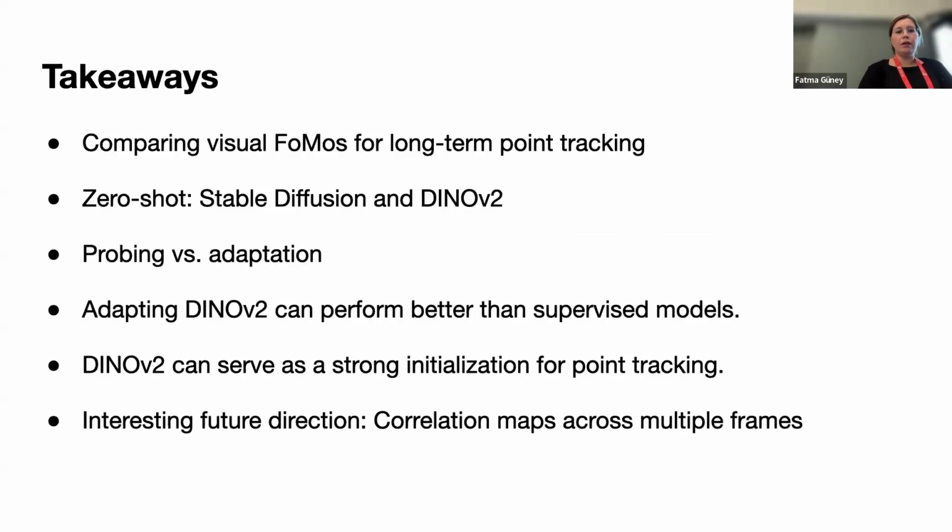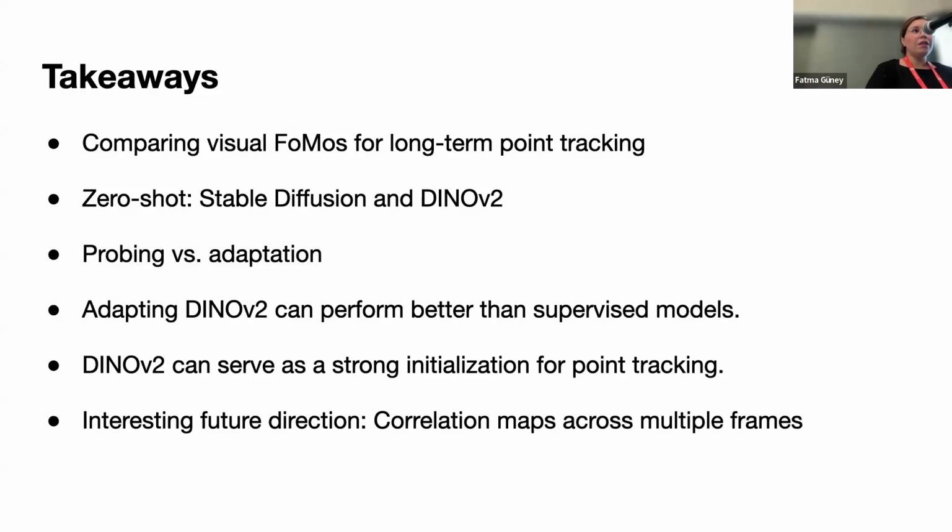So for this part, I would like to summarize what I talked about. We compared visual foundation models for long-term point tracking. In the zero-shot setting, we found that Stable Diffusion and Dino V2 performed the best. Then we compared probing to adaptation and showed that adaptation can actually outperform the supervised model.